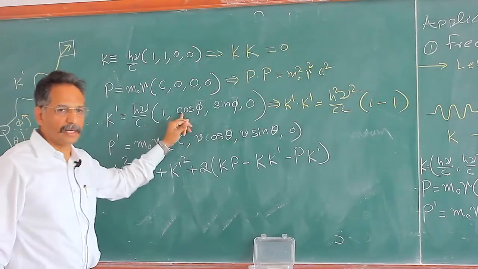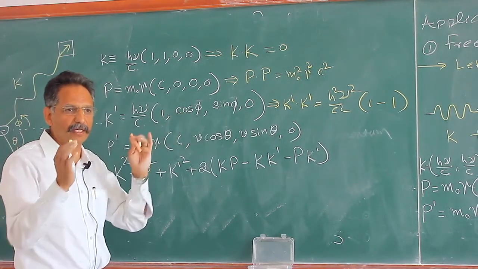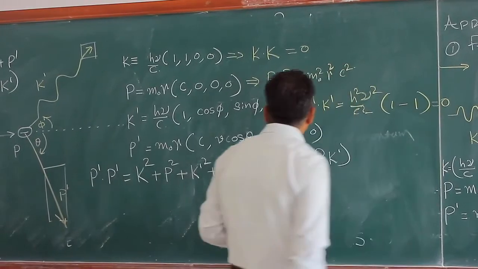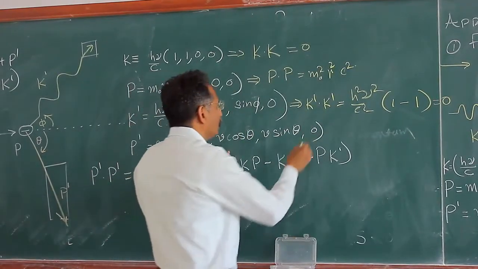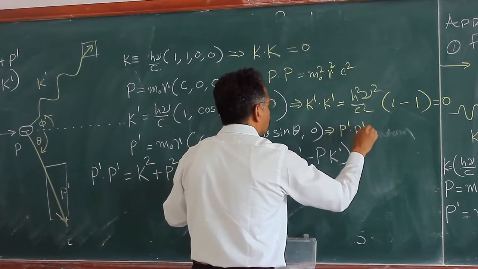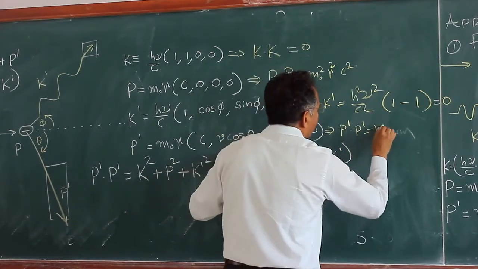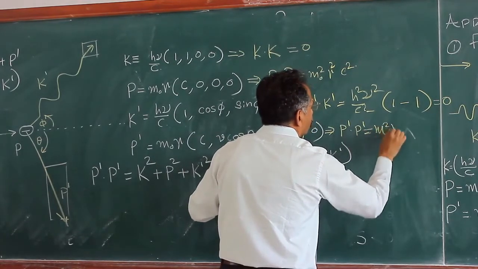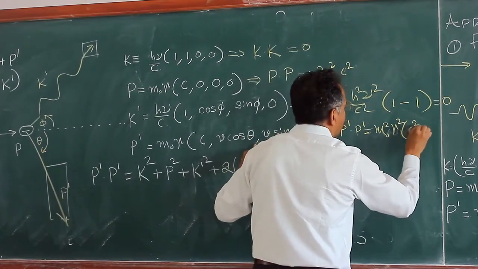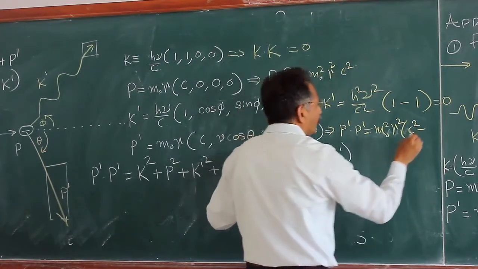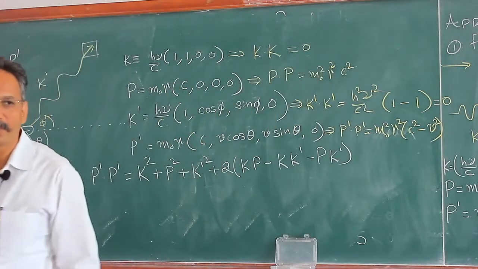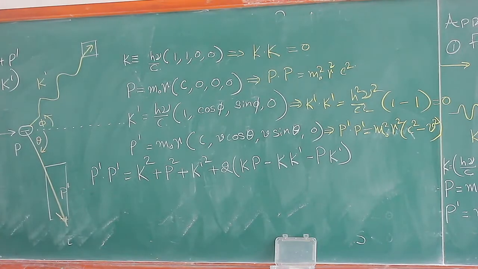Cos square phi plus sin square phi will lead to 1, so 1 minus 1 will be 0. Then this component p dash dot p dash is equal to m0 square gamma square into c square minus v square. Sin square theta plus cos square theta will be 1.